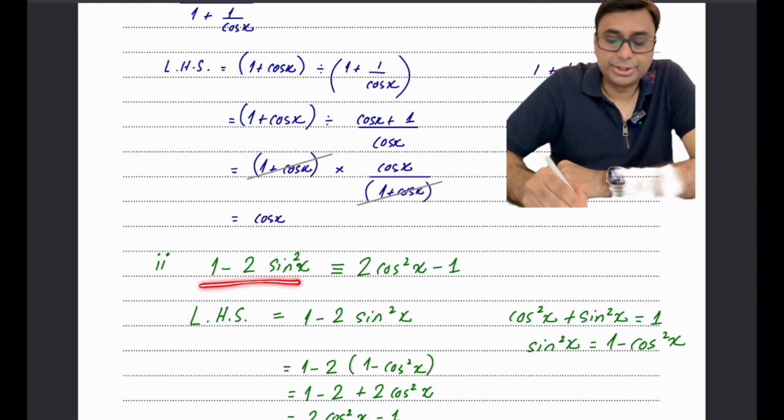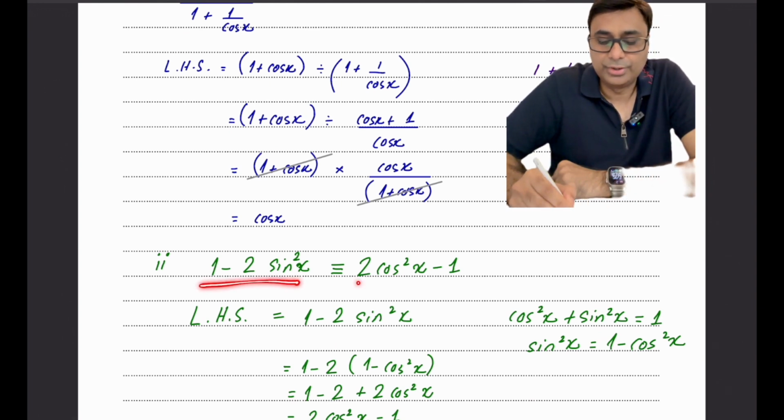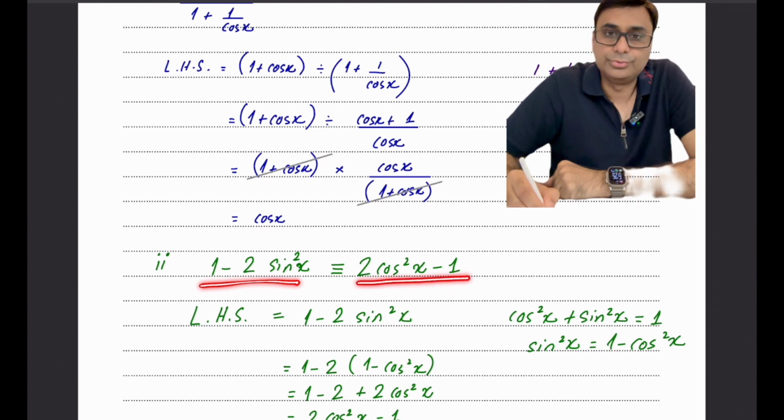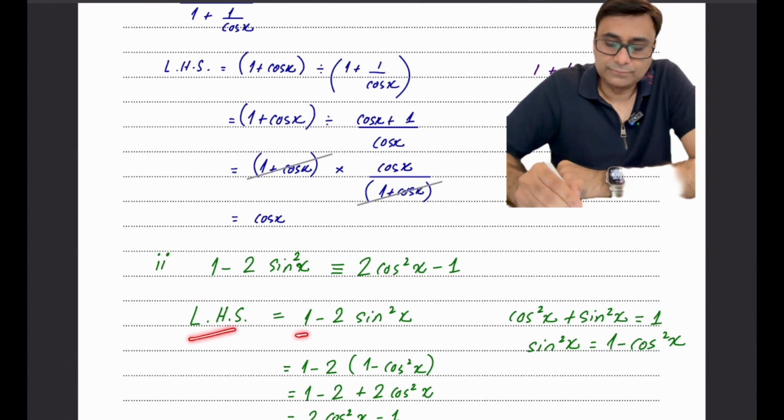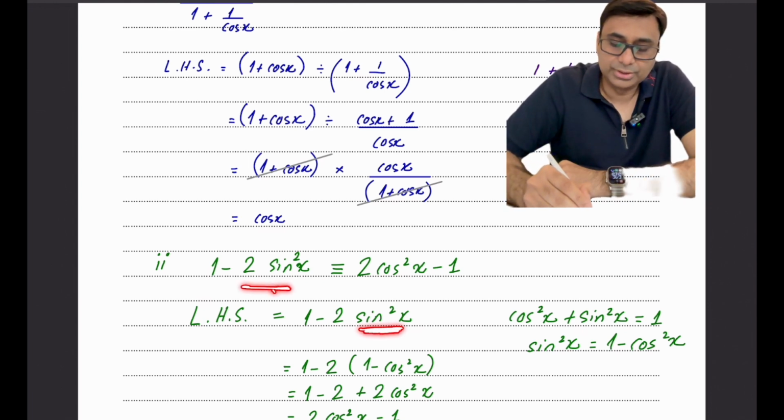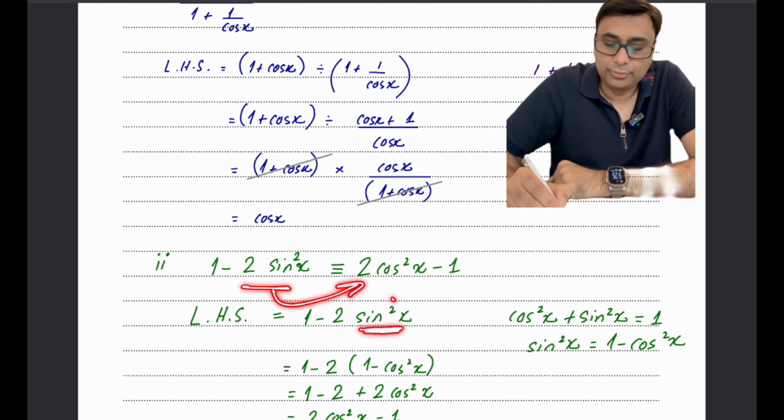We have 1 minus 2 sine square x, and we have to prove it to be equal to 2 cos square x minus 1. Starting with the left hand side, which is 1 minus 2 sine square x, I know that I don't want to have sine square here because I want to convert this into that form. So I have to remove sine square and bring in cos square.